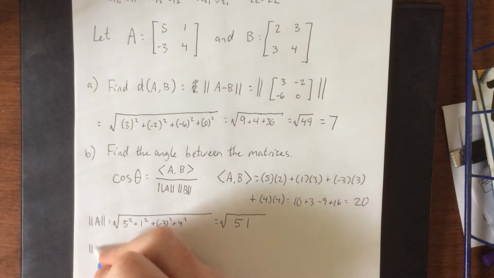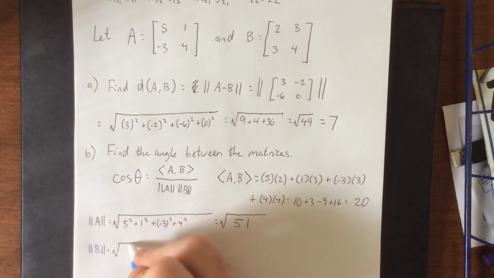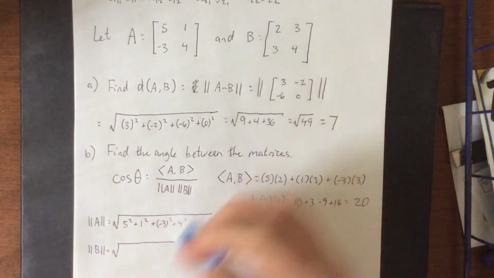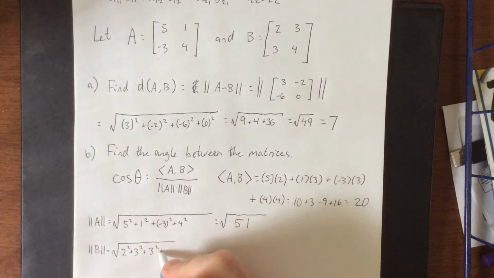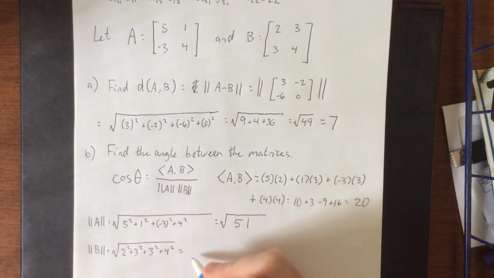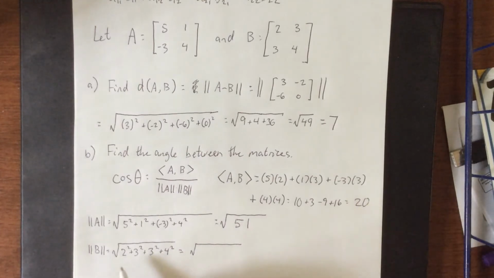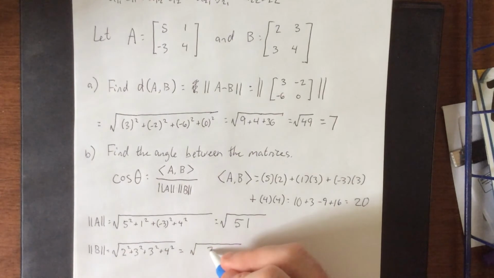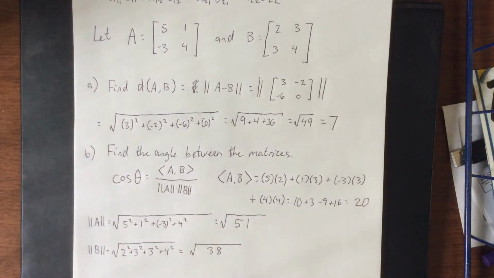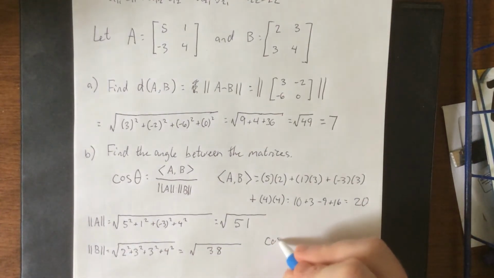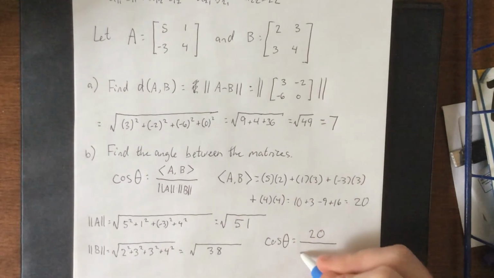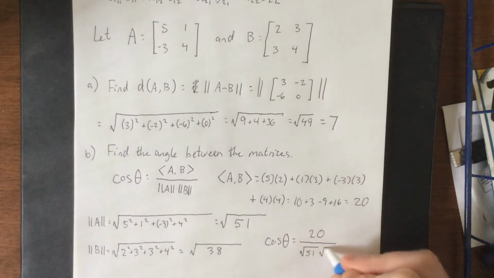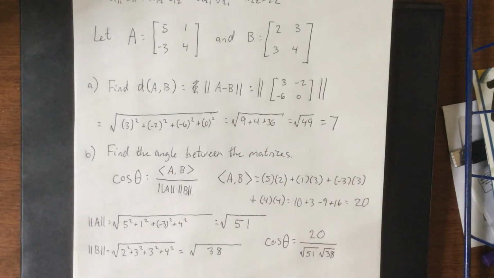For the magnitude of B, it's going to be equal to the square root of, we'll do the same thing, 2 squared plus 3 squared plus 3 squared plus 4 squared for those 4 entries. So that'll be 18 for these two, 20 for these two. That'll be a total of 38. So as such, when we set up our cosine of the angle, it is going to be the inner product of the two matrices, 20, divided by the product of their magnitudes.